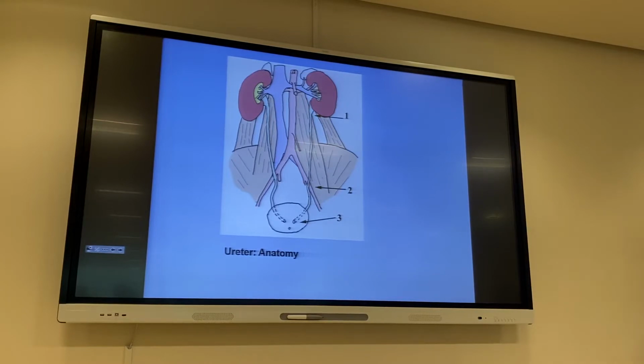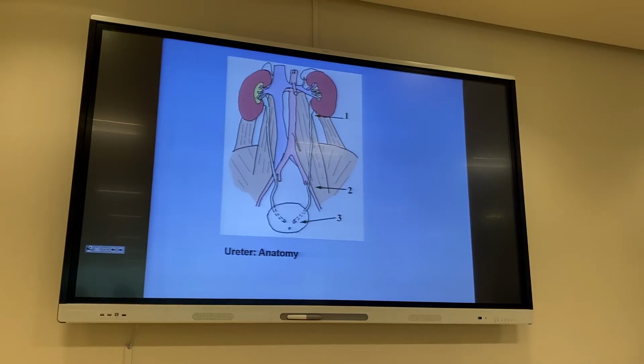Another clinical application of the anatomical course of the ureter will be the points of narrowing. There are 3 points of narrowing. The first one is at the origin of the ureter, so at the uretero-pelvic junction. The second one is as it crosses into the pelvis in front of the iliac vessel, and the 3rd one is as it enters the urinary bladder.